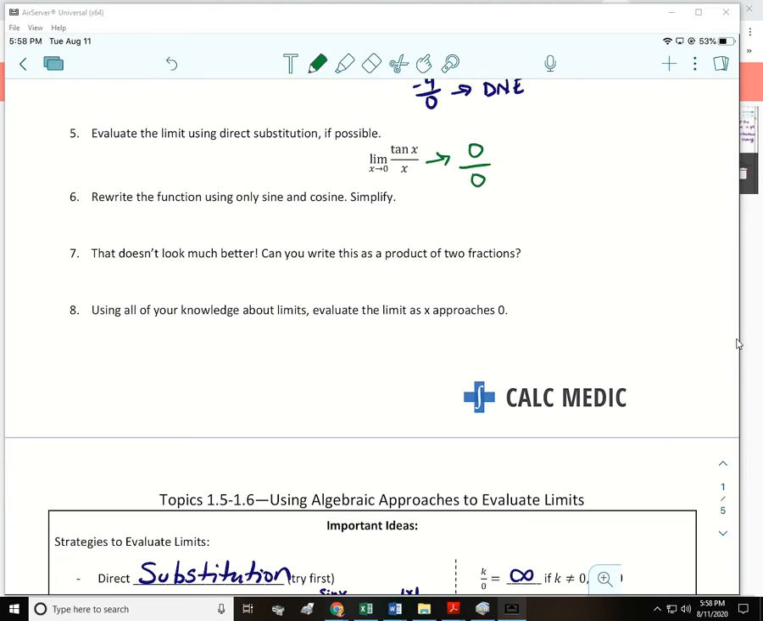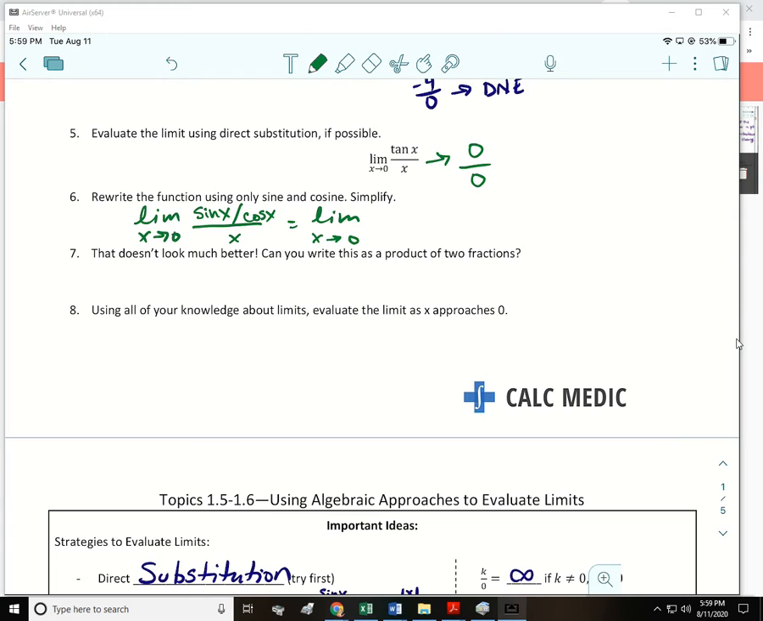It asks you to rewrite the function using only sine and cosine. You may or may not remember those identities from last year. If you don't remember them, don't freak out. They're in the front of your textbook. A way to write tangent using sine and cosine is to write it as sine over cosine. All right. And then what we would want to do is rewrite it, because that's kind of messy.